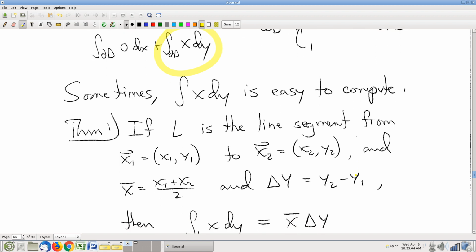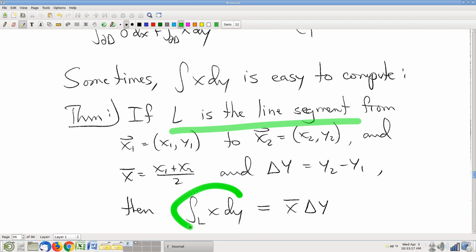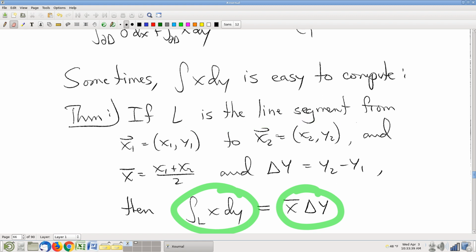Here's the special case I want to talk about. If you are looking at a line segment from some starting point to some ending point, this coordinate line integral over that line segment is computed by a super easy formula. Average value of x times change in y. It's 3-function arithmetic. 4. Excuse me. You have to divide by 2 to compute an average, I guess. So 4-function arithmetic, just barely. Okay. So really easy.